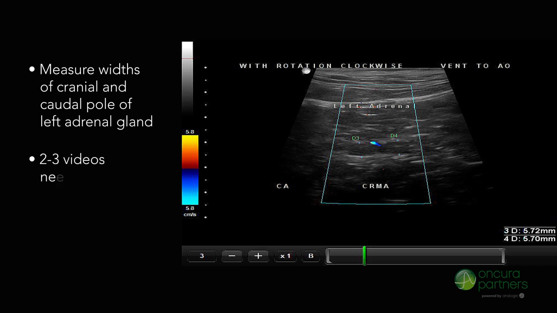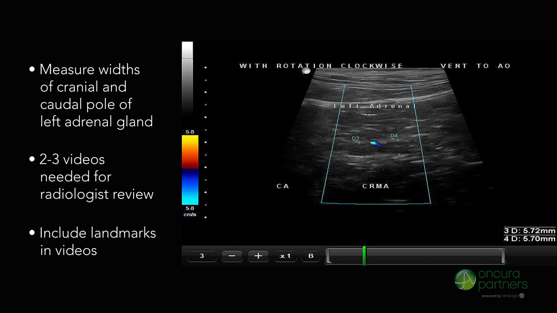Please note that at least 2 or 3 videos are needed of this area for the radiologist to conduct a proper review, even if the adrenal gland cannot be readily seen. Further, it's important that the anatomic landmarks are included in these videos.